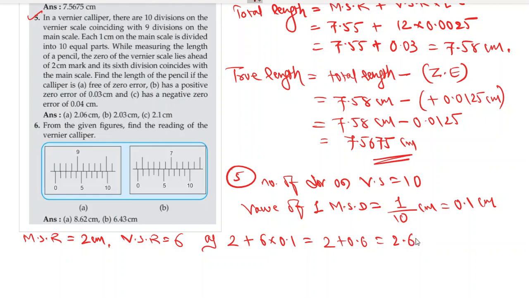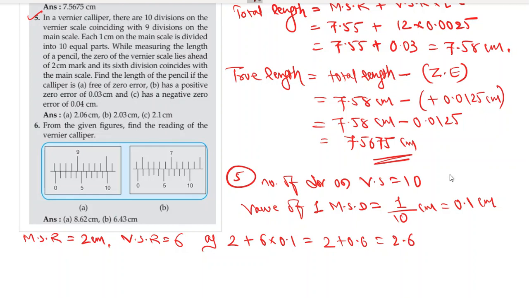Hey, is it correct? 0.1 centimeter. The 2 centimeter mark, 2 point, hey, they are saying 2.06. 6 into 0.1 is 0.6. Yes, it is correct. Number of divisions on vernier scale is 10. Value of one main scale division is, each centimeter on main scale is divided into 10 equal parts. Okay, so 1 by 10, 0.1 centimeter. That's correct, right?